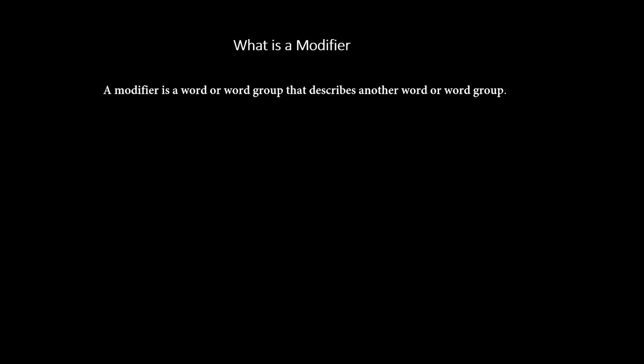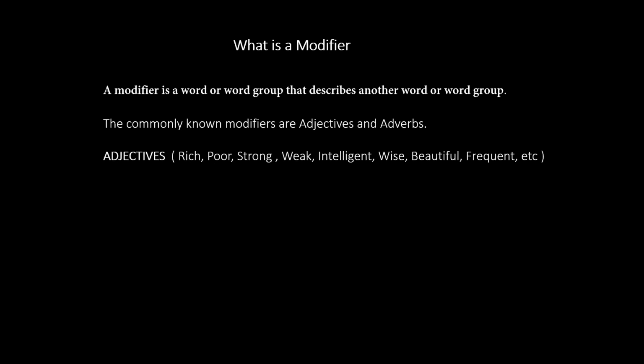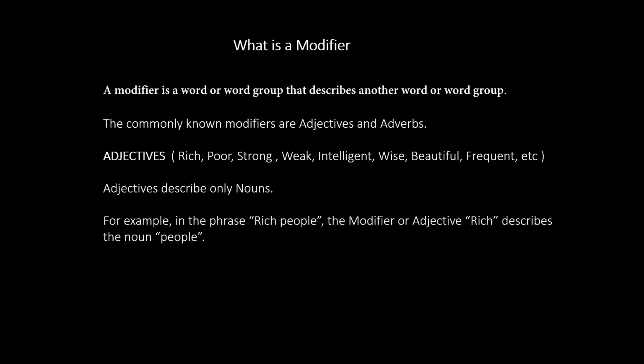Modifiers. What is a modifier? A modifier is a word or word group that describes another word or word group. The commonly known modifiers are adjectives and adverbs. Adjectives: rich, poor, strong, weak, intelligent, wise, beautiful, frequent, etc. are examples of adjectives. Adjectives describe only nouns. For example, in the phrase rich people, the modifier or the adjective rich describes the noun people.